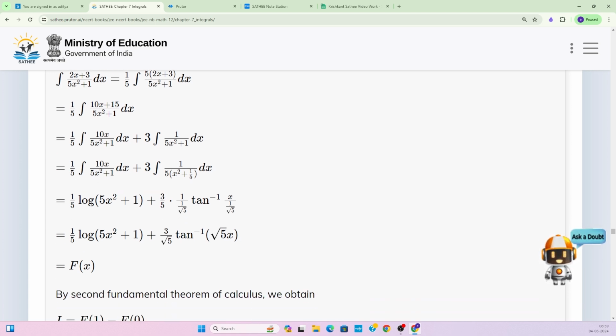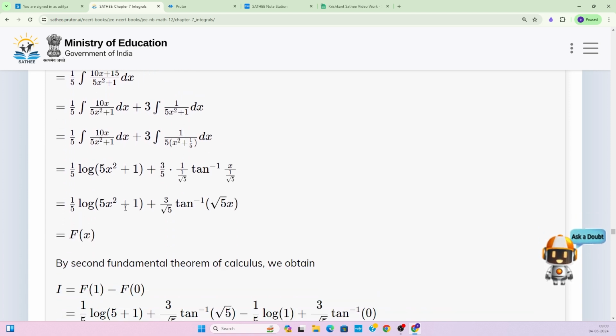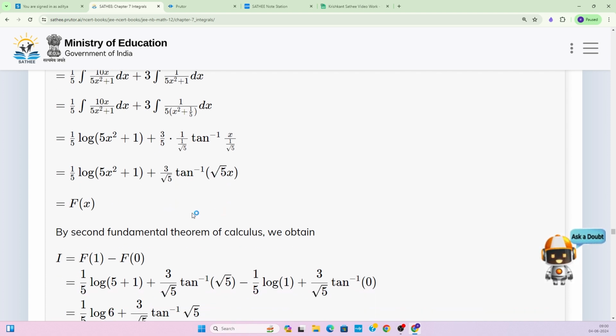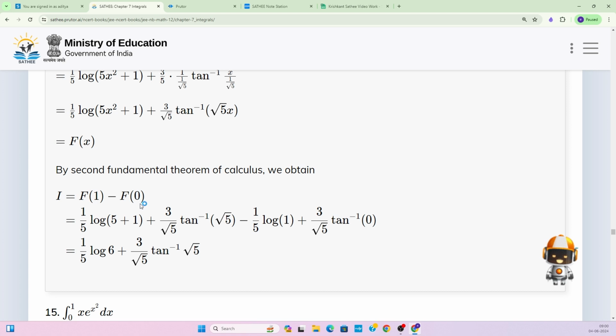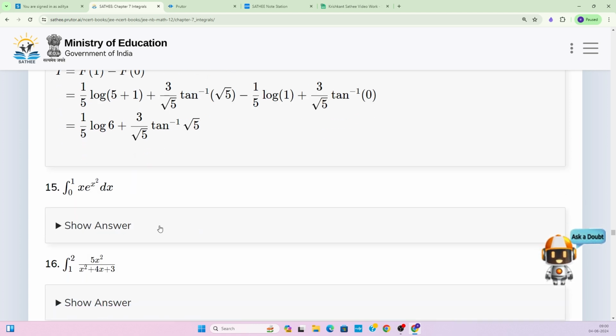You will get 1 by 5 log (5x square plus 1) plus 3 by 5 times 1 by root 5 tan inverse x by 1 by root 5. So this will give you, after simplification, 1 by 5 log (5x square plus 1) plus 3 by root 5 tan inverse of root 5 x. This means this will be your capital F(x). Using the second fundamental theorem, you will get F(1) minus F(0). This will give you 1 by 5 log 6 plus 3 by root 5 tan inverse root 5. Now 15th.